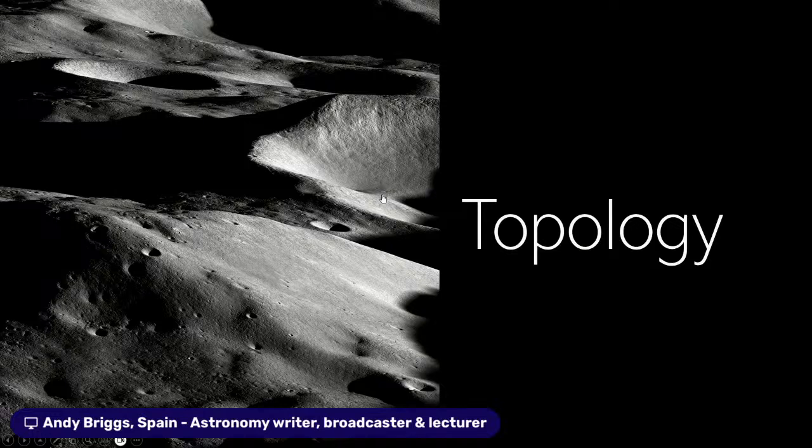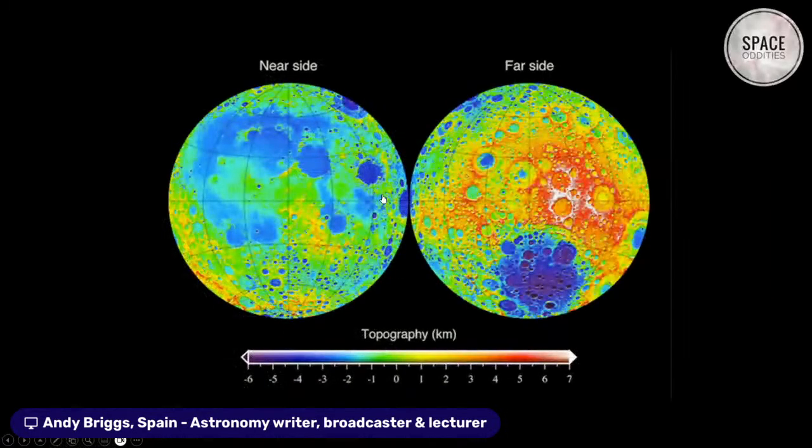South Pole. And this is a beautiful image of the lunar South Pole taken by the Lunar Reconnaissance Orbiter. Extremely haunting, really weird landscape. But let's talk about it. So this is the topology of the moon, basically. We've got the near side and we've got the far side.